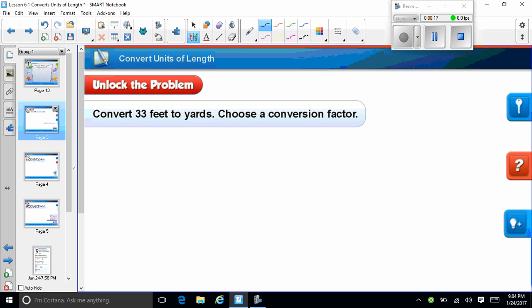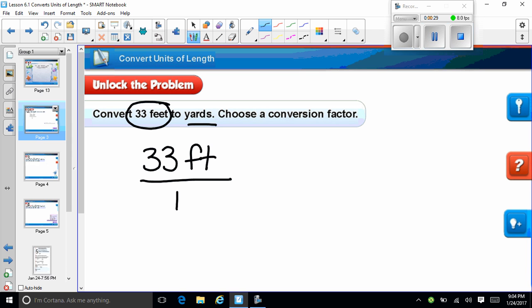In this particular problem, I need to convert 33 feet into yards. To do this, I'm going to take my original unit of measurement and write it over 1 to make a fraction. Then I'm going to multiply it by the unit that I want to convert to. Since I want to convert to yards, that will be my numerator for this fraction. And since I was using feet earlier, that's going to come down here. And I need to ask myself, how many feet can go into 1 yard?